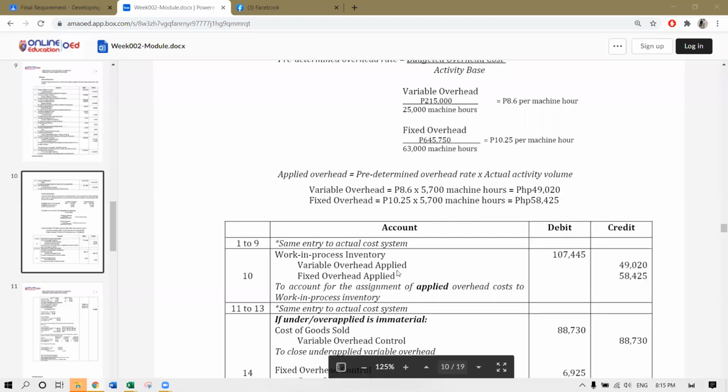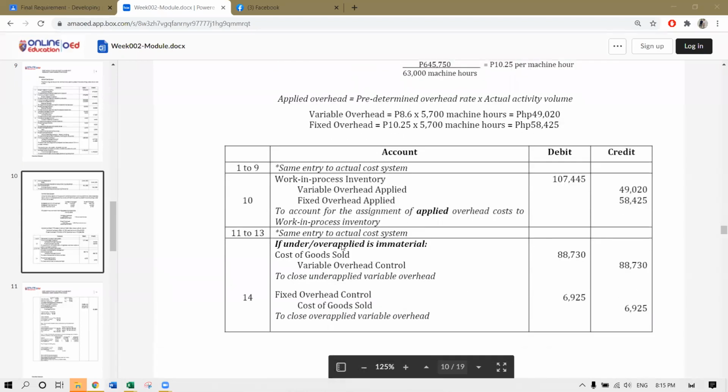Debit work in process, credit variable overhead applied. It's the same entry. If the under or over applied is immaterial, we close it to cost of goods sold.